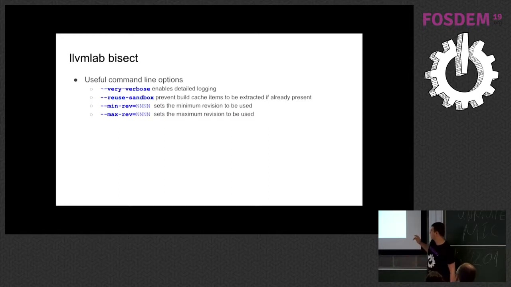There are other useful command lines, if you like. So there is very verbose reuse sandbox, which saves time by keeping the temporary sandboxes so you can reuse them. This is something that we are upstreaming as part of the preparation of this talk. I was trying so many bisections, and they were taking long, so I externalized this option. You can also restrict versions, so you can make the bisection process run faster.